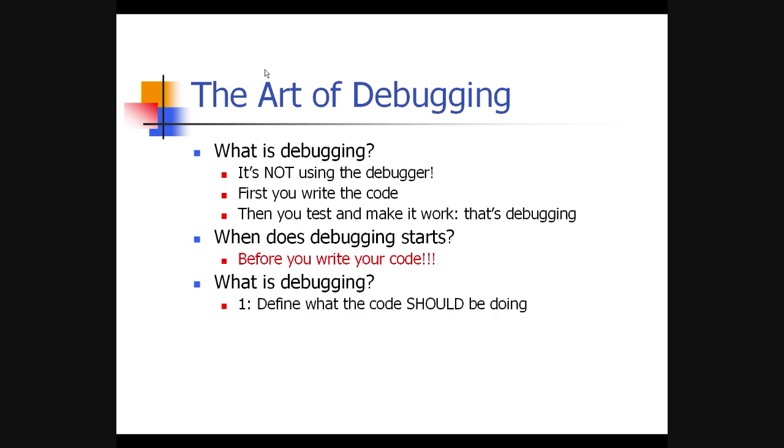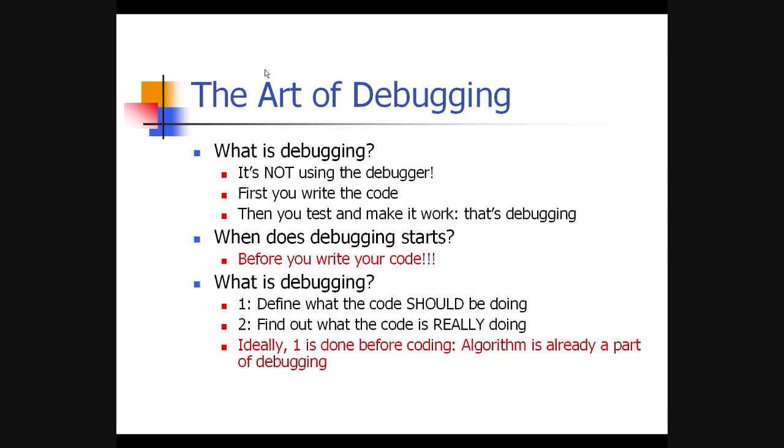Debugging is really done in 2 steps. First you define what the code should be doing, and then you find out what the code is really doing. But it just happens that the first part, defining what the code should be doing, is something that you should do before coding. It's when you write the algorithm, and it's already a part of debugging. If you don't know what the code should be doing when you're writing it, there's a very good chance that you're not going to write a very good code, which means that it's really something that you should define first.